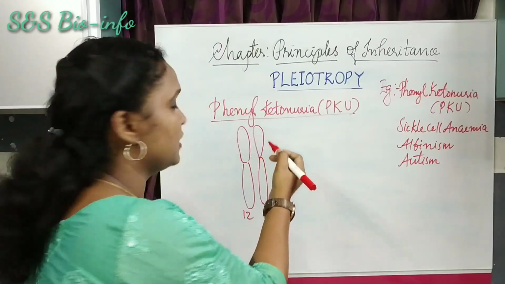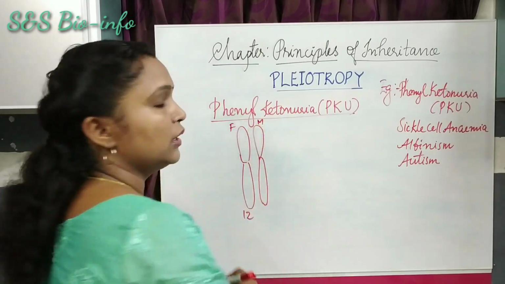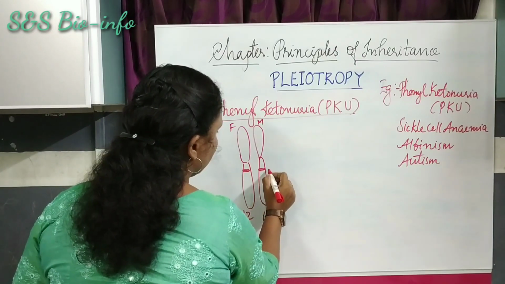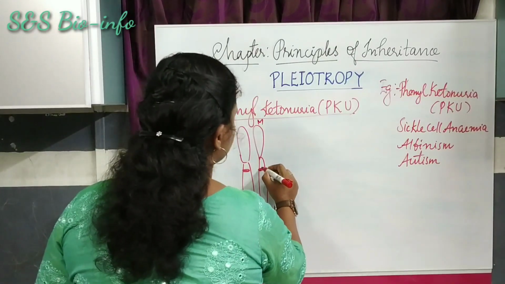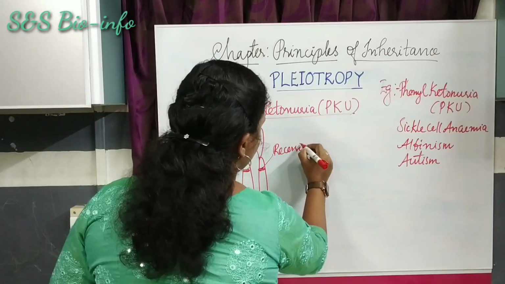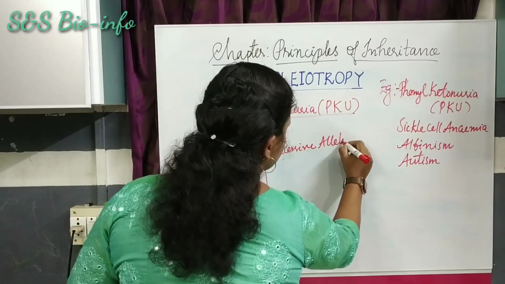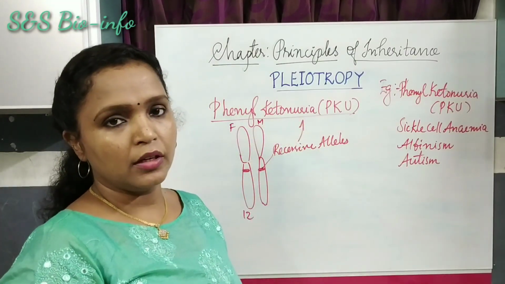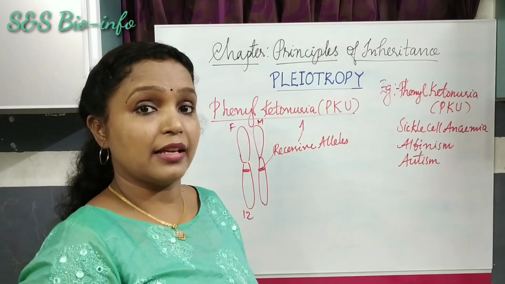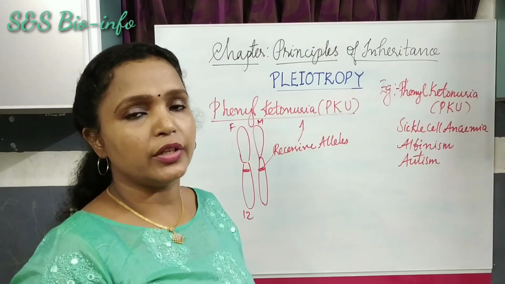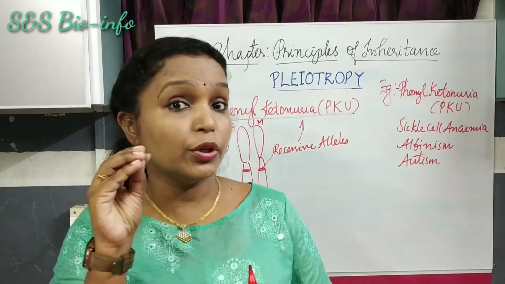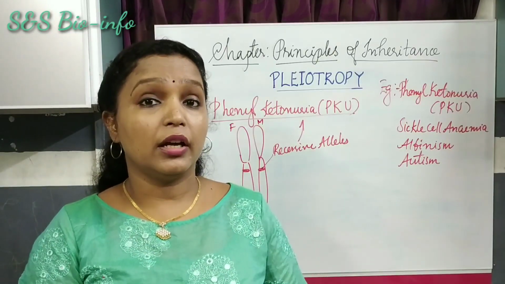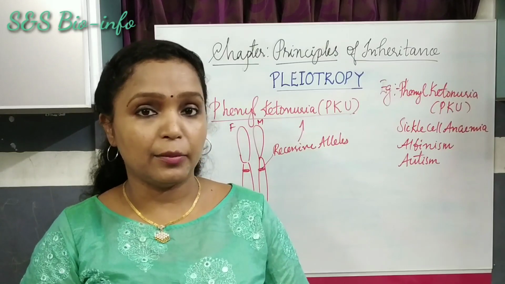These are homologous pairs, so father's and mother's chromosomes. Suppose these two chromosomes have two recessive alleles, a pair of recessive alleles. It leads to the condition called phenylketonuria. So this phenylketonuria is an example of pleiotropy or multiple gene effect. So I told you that it is an inborn metabolic error. So it usually occurs among children as it is an inborn error.